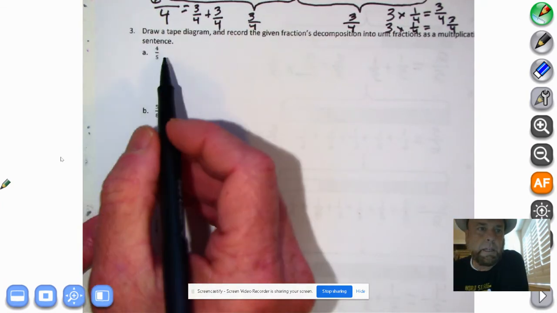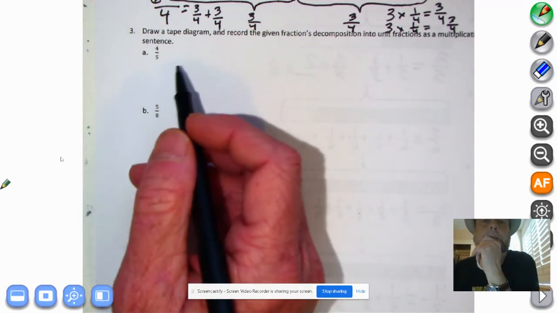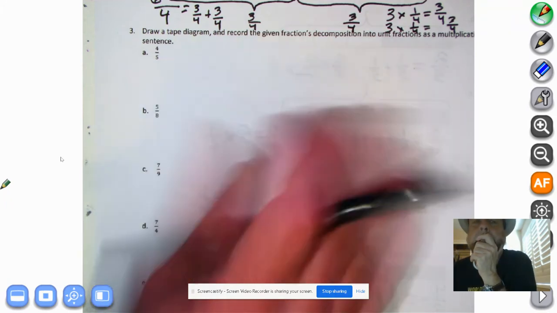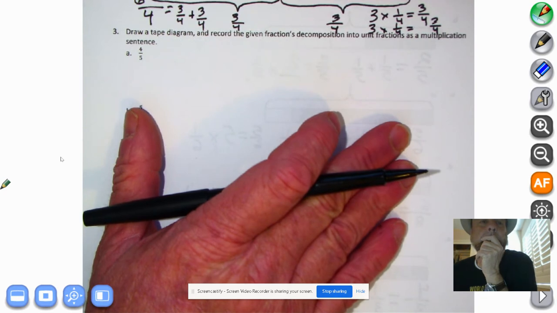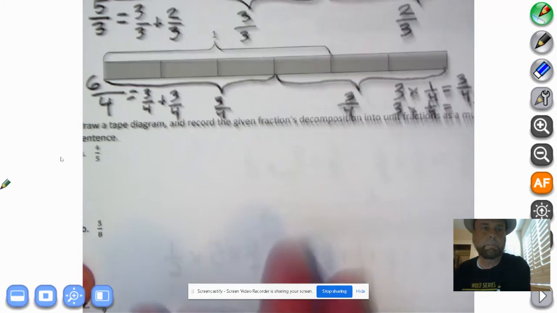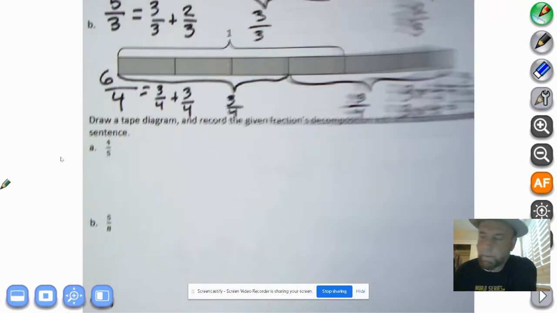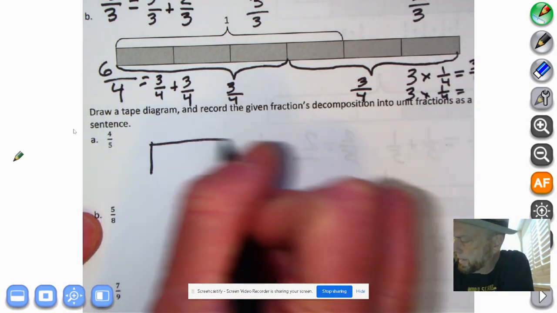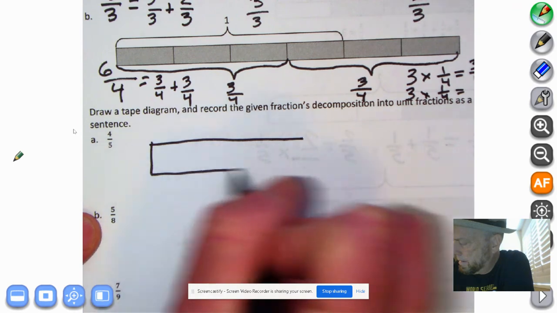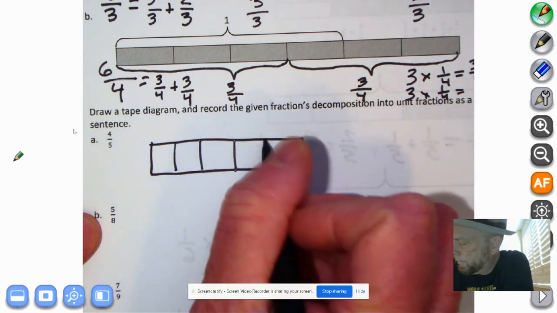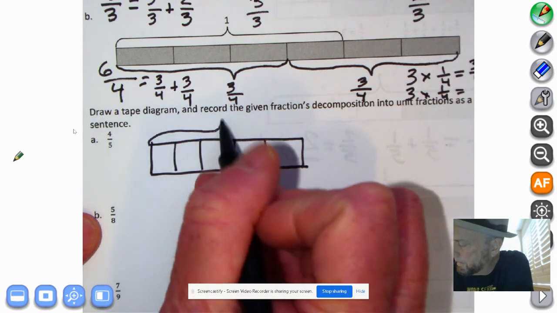All right, we have to draw a tape diagram and record the given fraction's decomposition into unit fractions as a multiplication sentence. Okay, so what are we going to start off with? Mr. Leggett's got to zoom in. So we have 4/5. The first thing we're going to do is make our tape diagram. And I'm dealing in fifths. 1, 2, 3, 4, and 5. And this represents one whole.